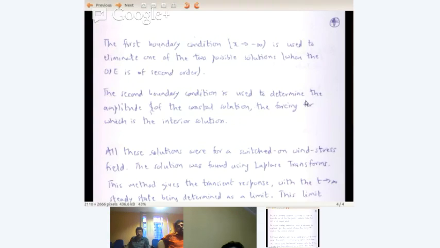The second boundary condition is used to determine the amplitude of the coastal solution, that is basically that capital P hat, the forcing for which is the interior solution. So the interior solution is a particular solution for the non-homogeneous equation, and the coastal solution is the solution to the homogeneous equations. What forces the coastal solution is that you have to cancel the interior solution, that's the equipment drift at the boundary. And the need to do that ensures that you get a coastal response.